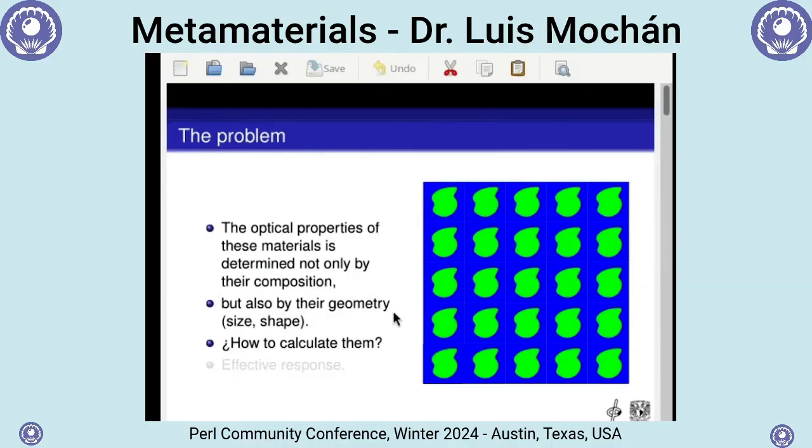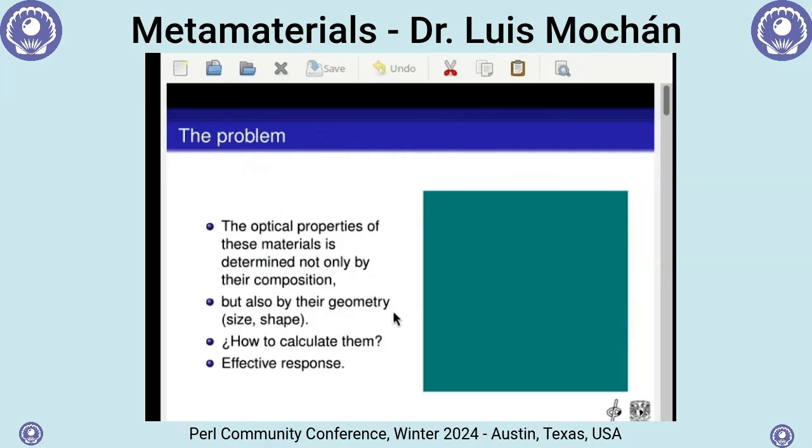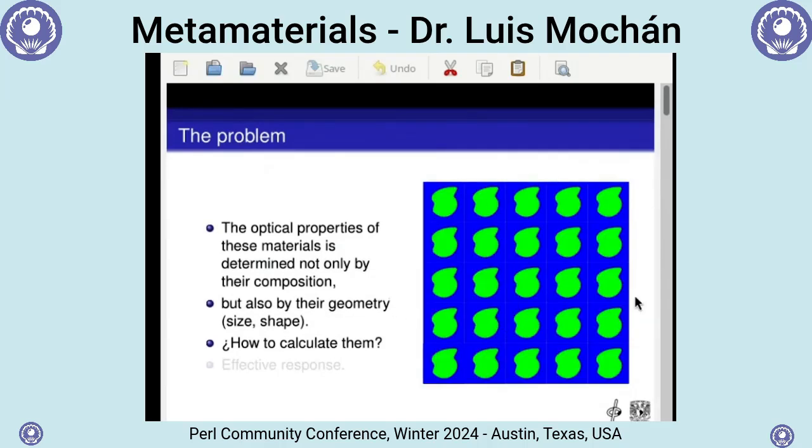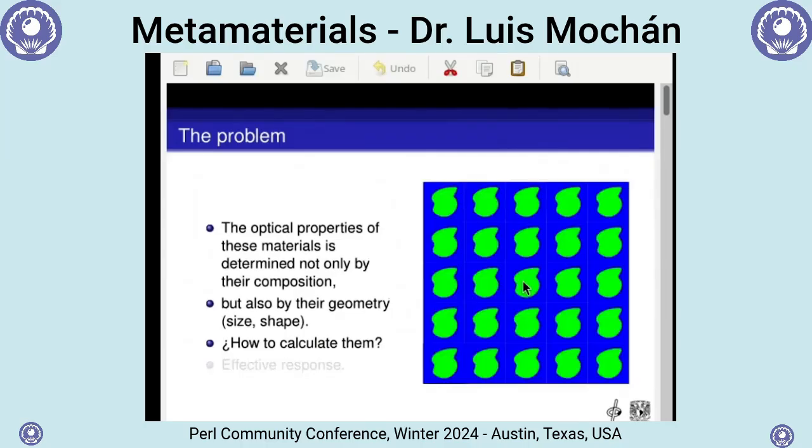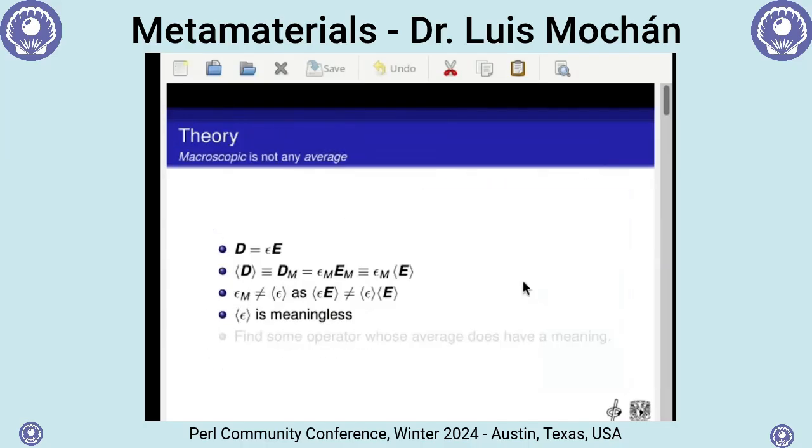And one of the many ways one may proceed is through an effective response, changing this system that has a texture into a system that is completely homogeneous, but that has effective properties. And the problem is how to calculate those effective properties of this effective homogeneous material that has the same optical properties as the original material. So I'll show you some of the theory.